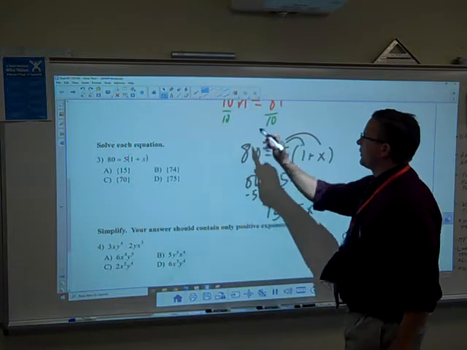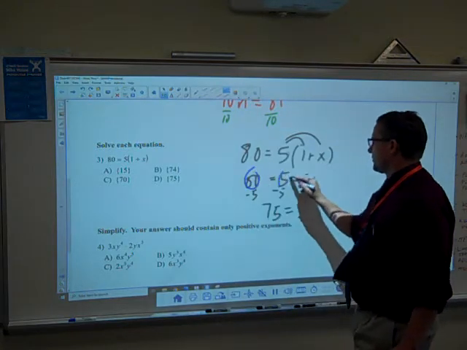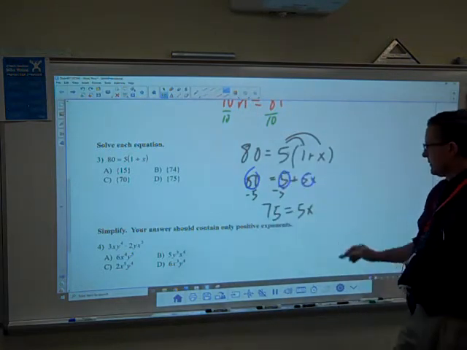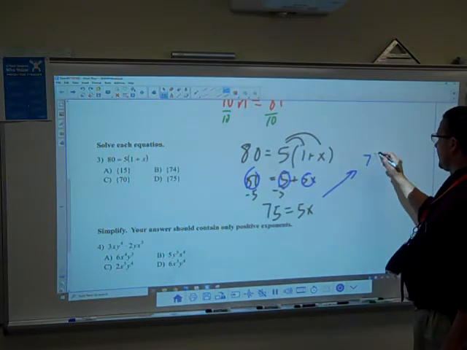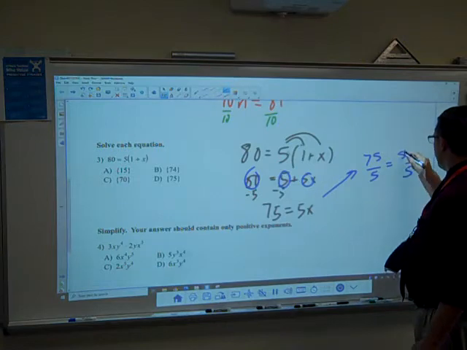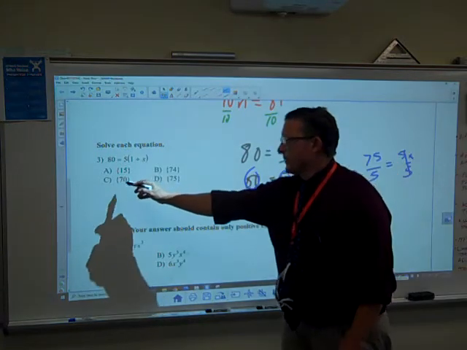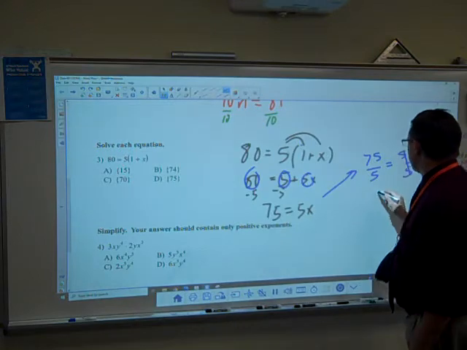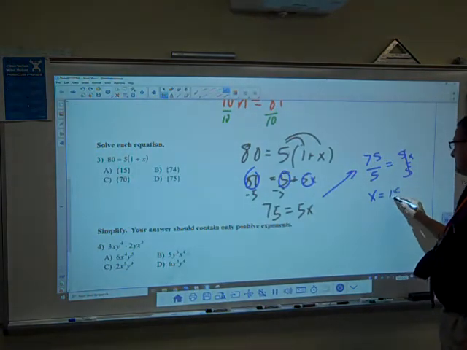All right, I subtract 5 on both sides, and I get 75 equals 5x. And again, when you have 3 terms, I got to make sure we see this. 3 terms, you're always going to add or subtract, so we subtract 5. To solve this, it's 75 over 5 equals 5x over 5. If you're looking at the multiple choice, there's only one answer that makes any sense. It'll be x is 15, letter A.